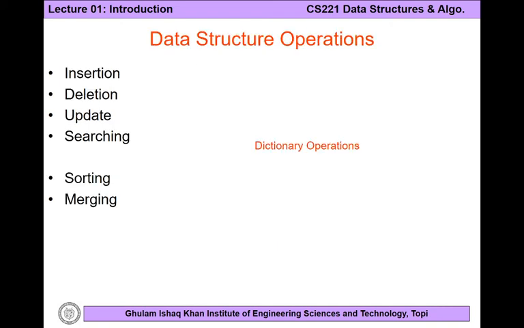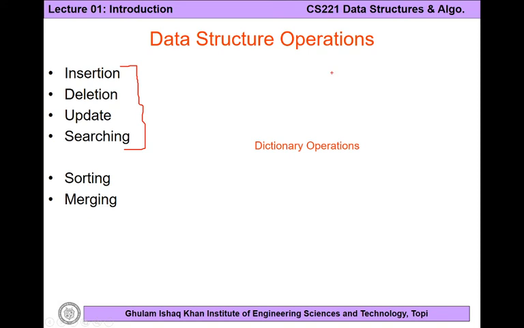Now, this is important because the basic focus of data structures is to optimize a couple of operations which we will be performing on a data structure. And the key operations which are very important are these 4 operations, right?